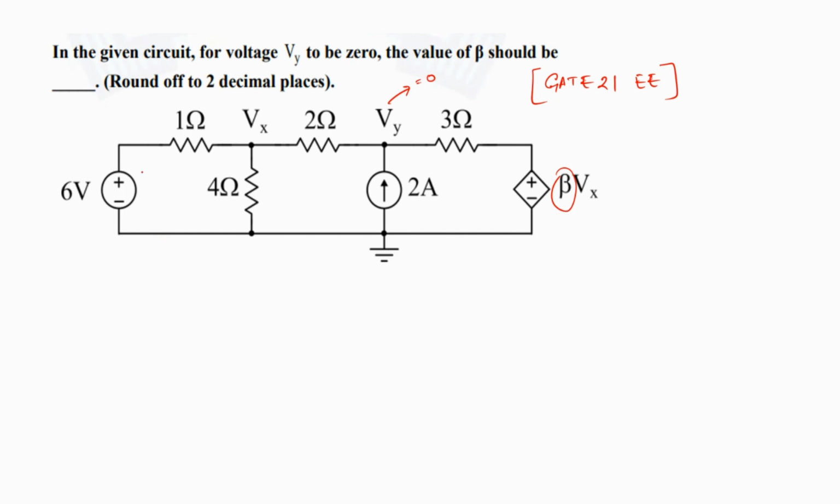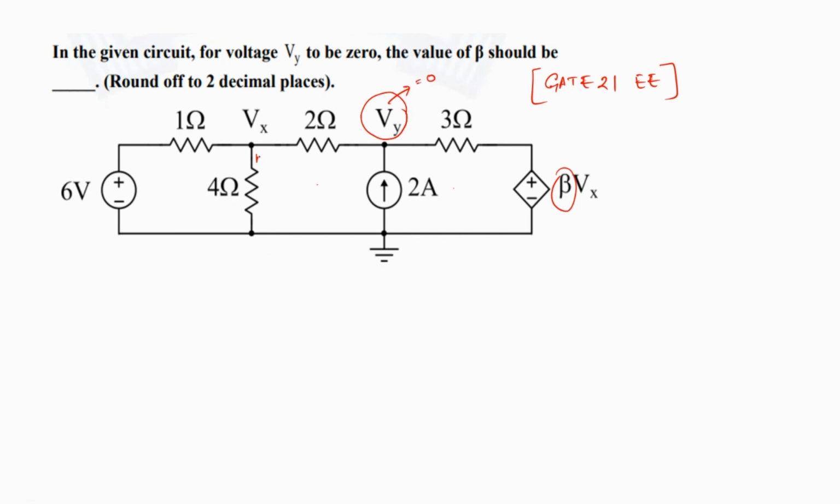Now, looking at this circuit, we see that we could apply the super mesh analysis here too, because there is a current source over here between these two meshes. But we need to assume that this Vy is equal to 0, and Vy is nothing but a nodal voltage. So it would be better to approach this problem using the nodal analysis. So let's approach this problem using node analysis.